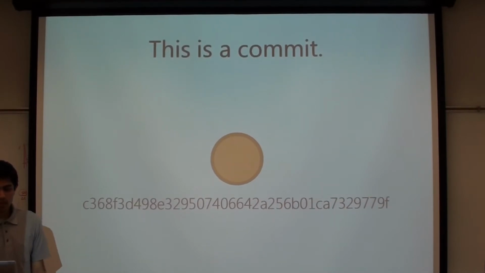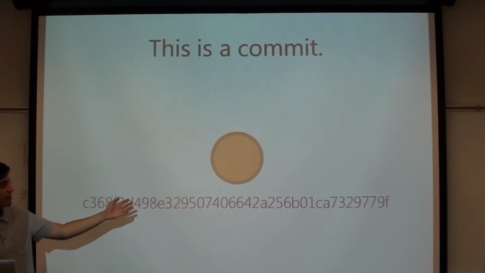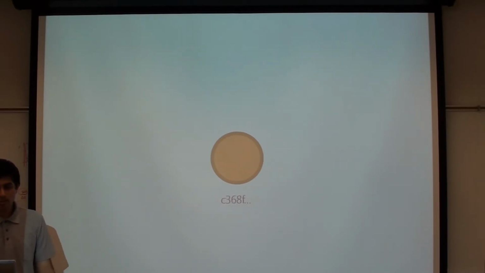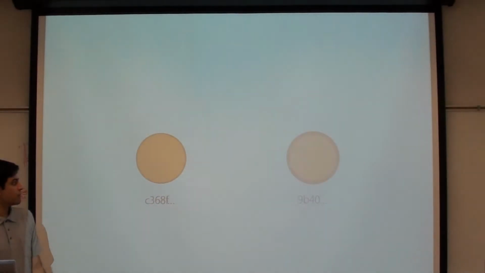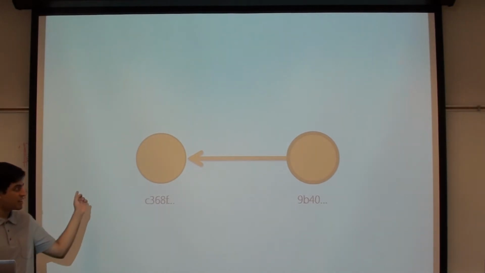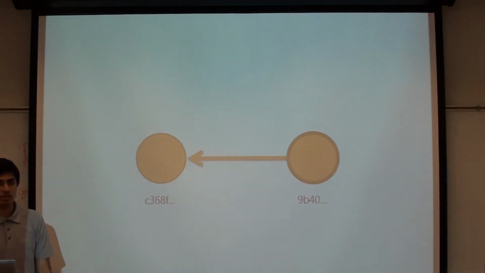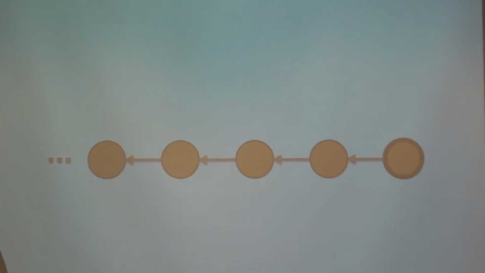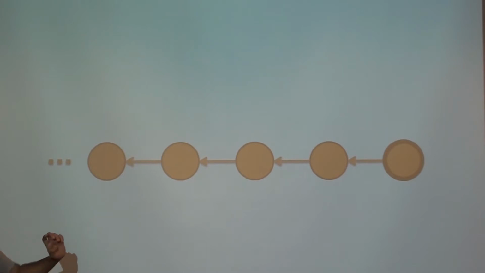But if we want to create another commit after this one, say this is our last commit, what happens is we create that new commit, and it points back to the last one. So if you've taken a data structures course or an intermediate C course, you know that this is starting to look like a linked list. And so as we keep creating more and more commits, we create a linked list starting from our most recent commit, working our way backwards.